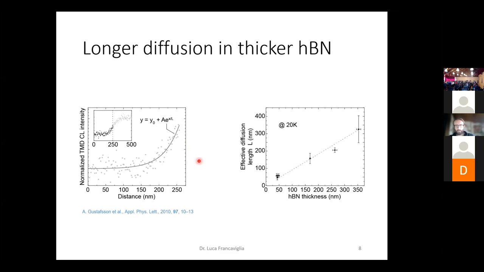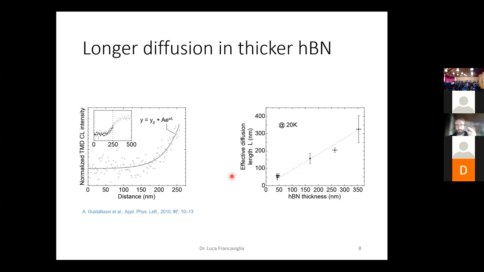So you can do this again for all the curves that you acquire, and then distinguish according to the thickness of HBN, and you obtain this graph where you again have this effective diffusion length as a function of HBN thickness. And now we see that we have again this linear trend, but we have an almost one-to-one correlation between the thickness of HBN and the effective diffusion length in the material. So this is another way to see the fact that with the thickness of HBN, we are effectively limiting the length that the charge carriers can travel in HBN.